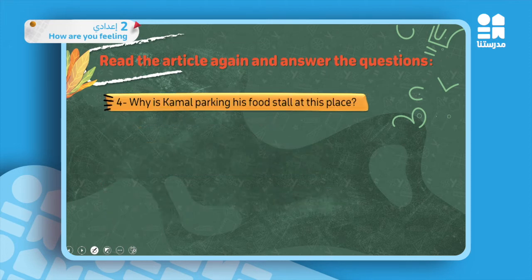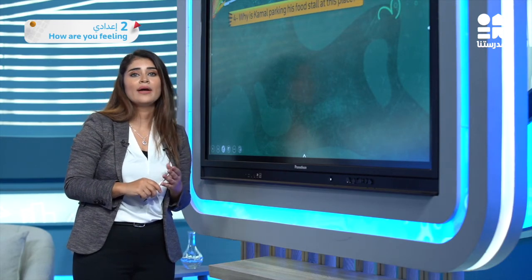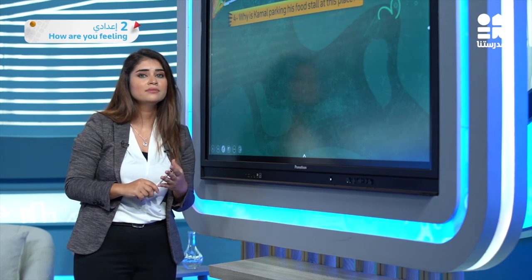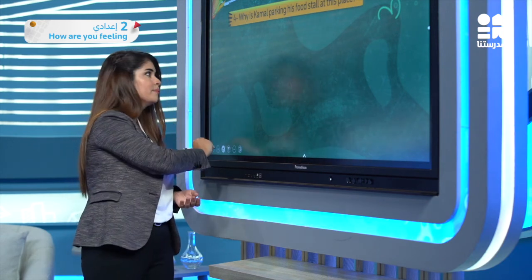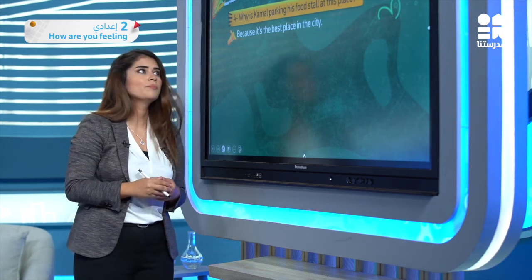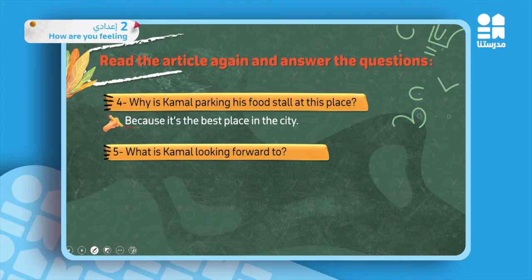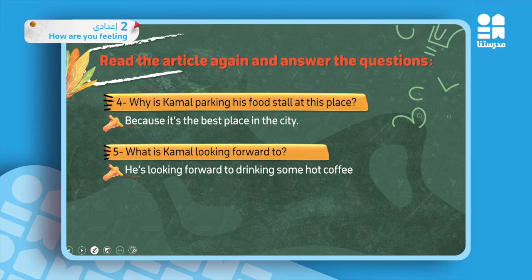Okay, then why is Kamal parking his food stall at this place? Why? Can you guess why? Okay. Because it's the best place in the city. Perfect. And what is Kamal looking forward to? Yes, he is looking forward to drinking some hot coffee. Okay, so those were the questions for the short passages we have just read.